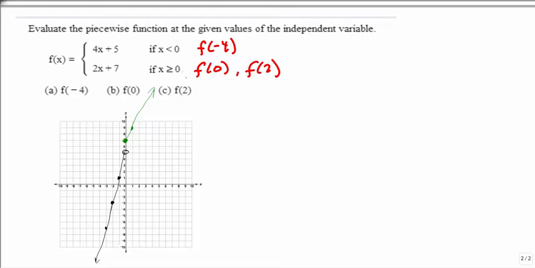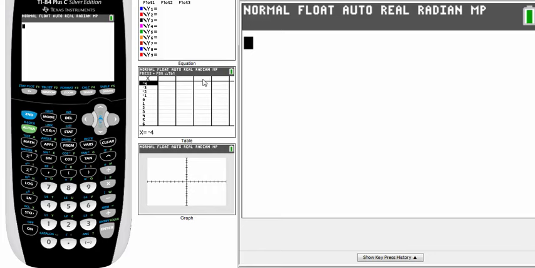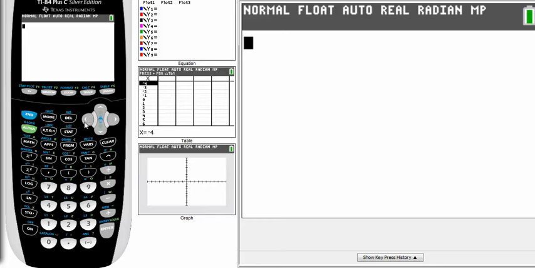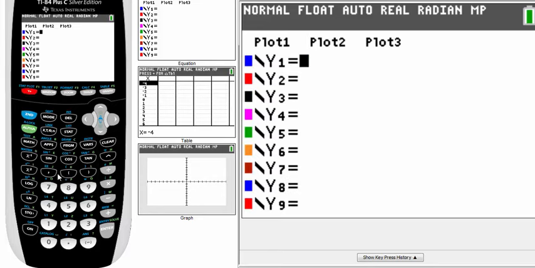The next thing I want to do is plot this with your calculator, and you can plot piecewise functions with your calculator. There's a couple of extra steps involved, but they are very doable. Okay, so let's remember what our problem was. 4x plus 5. Now those are only for values x less than 0. So let's go ahead and hit y equals, and we want to graph 4x plus 5.